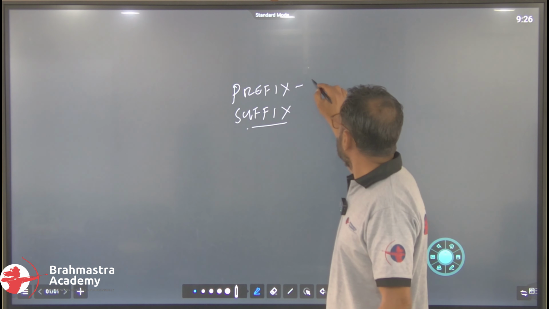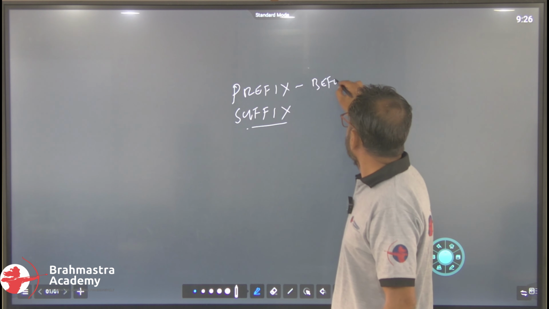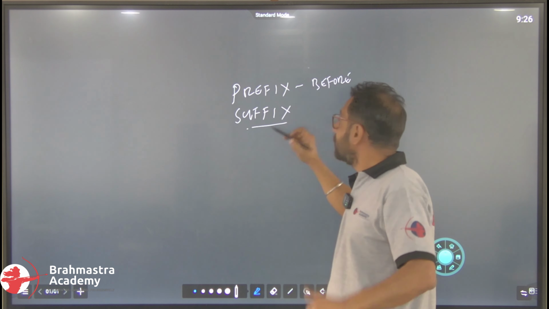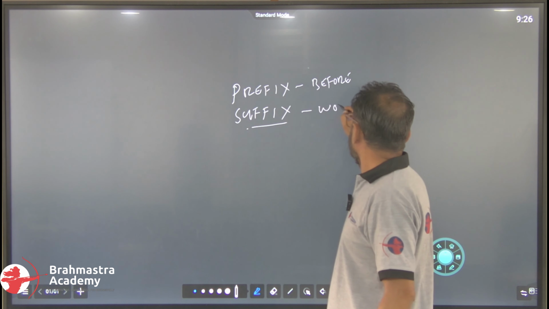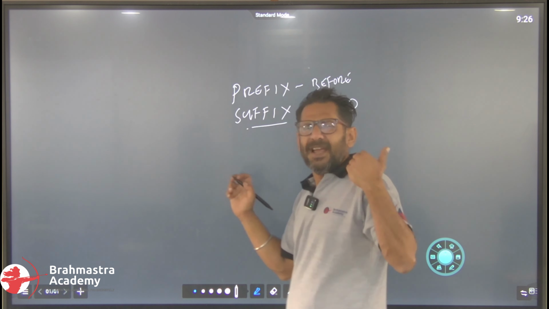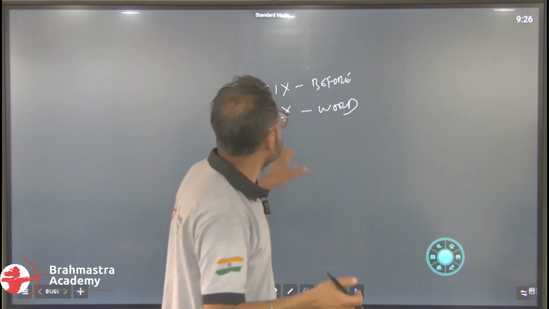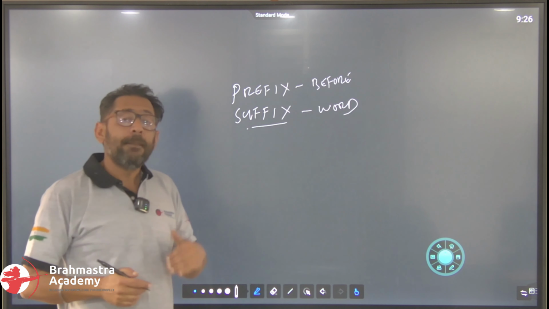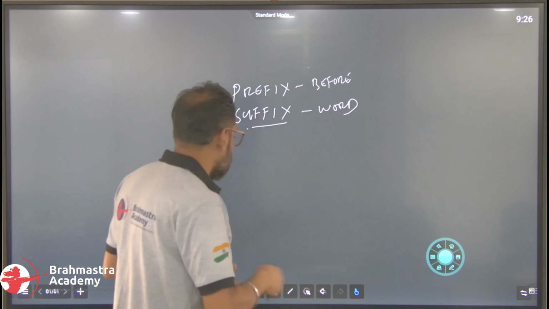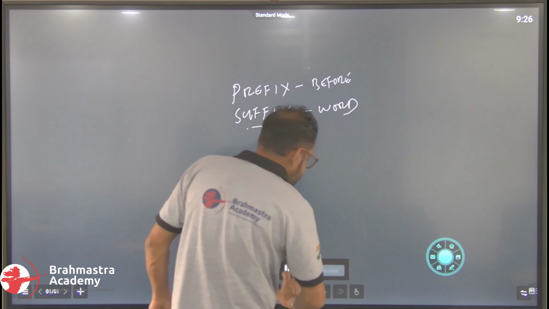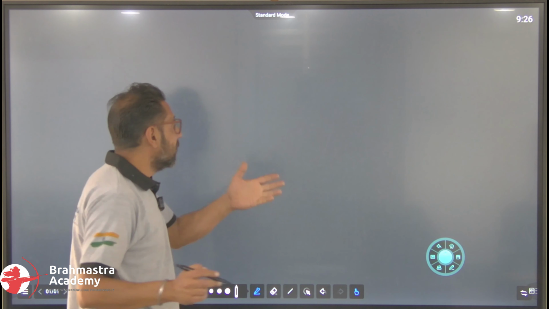Prefix comes before the word. Suffix comes after the word. Right? You may have seen this in a lot of conversations, in a lot of movies that they use prefixes and suffixes, but we don't realize that. Now, here I'm going to show you some typical examples of a prefix and a suffix.